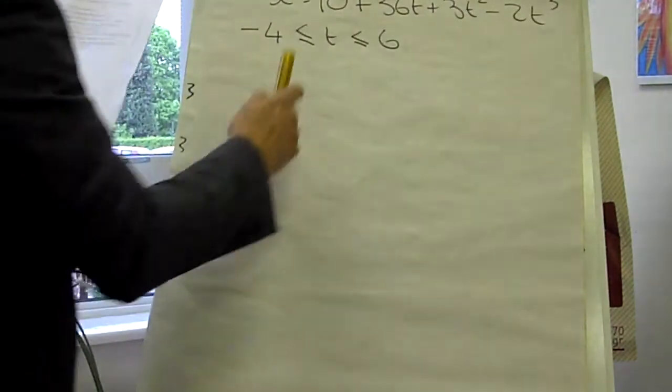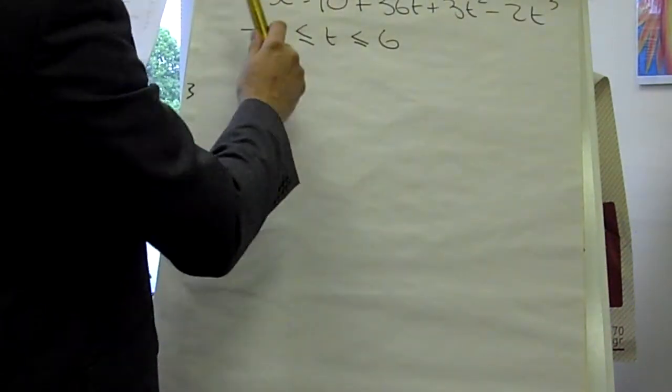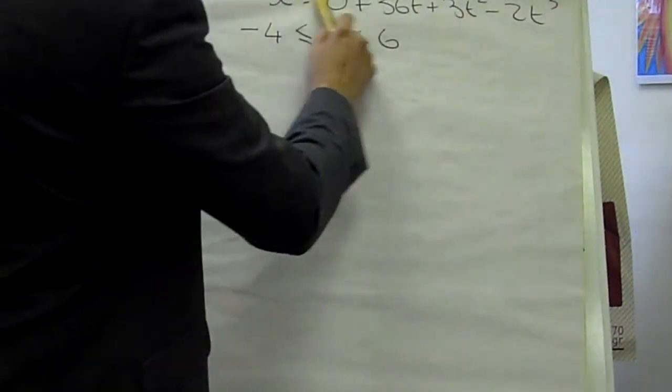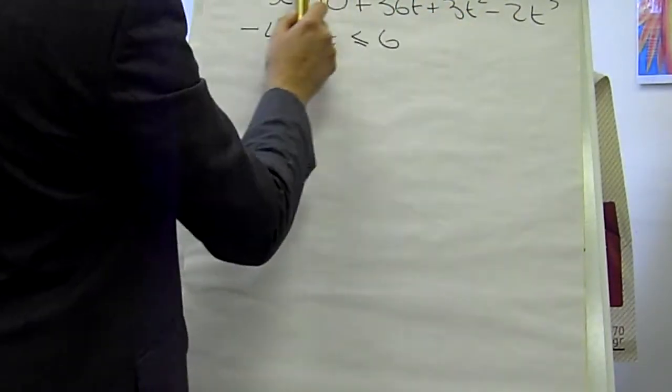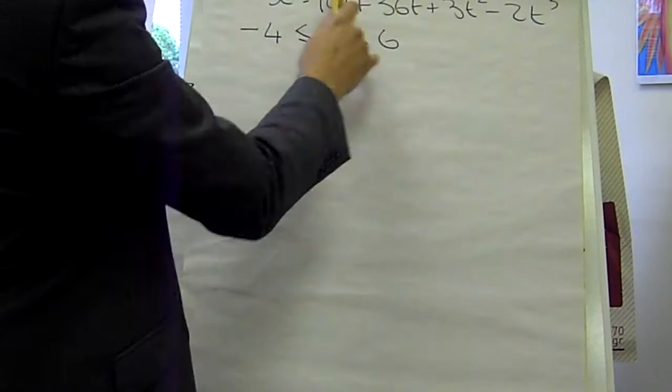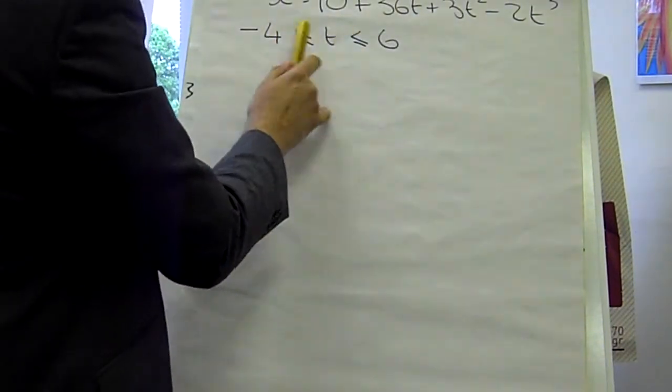Okay, this is May 2008, question 8. We're given that the displacement of a particle from the origin is given by this expression here. So the displacement at time t is given by this expression, which we'll call x. And this is valid for times of t between -4 and 6.